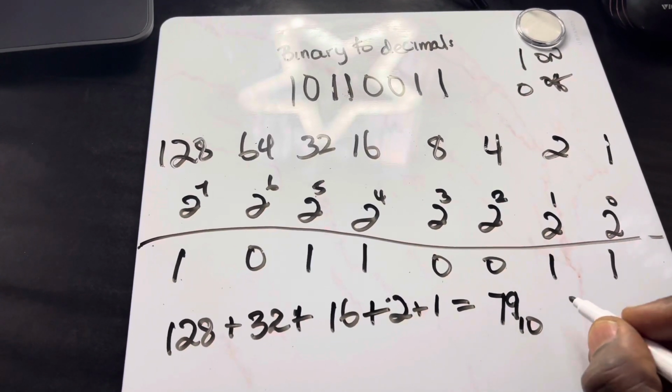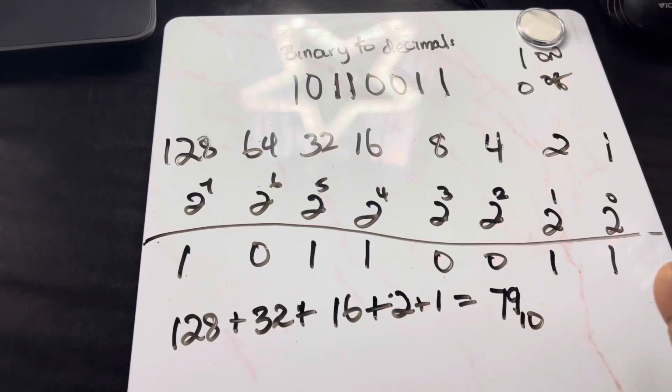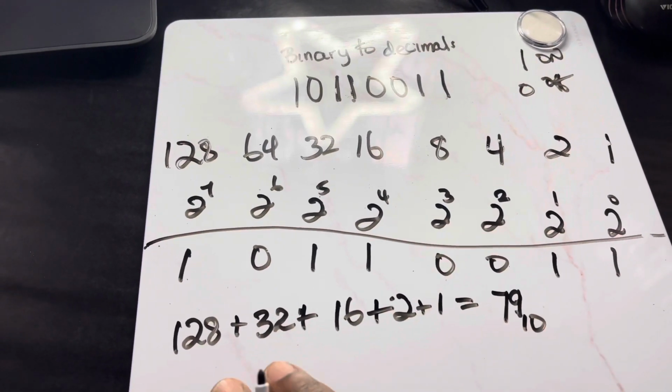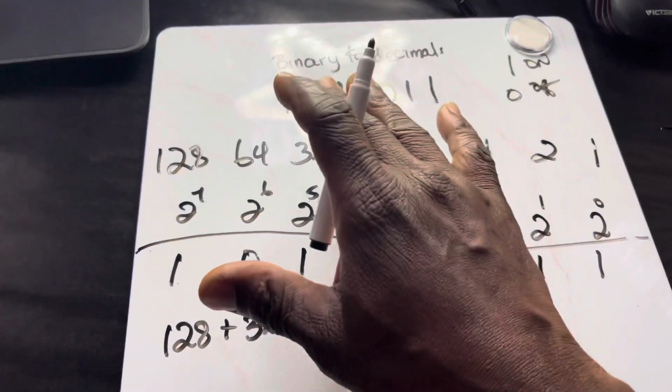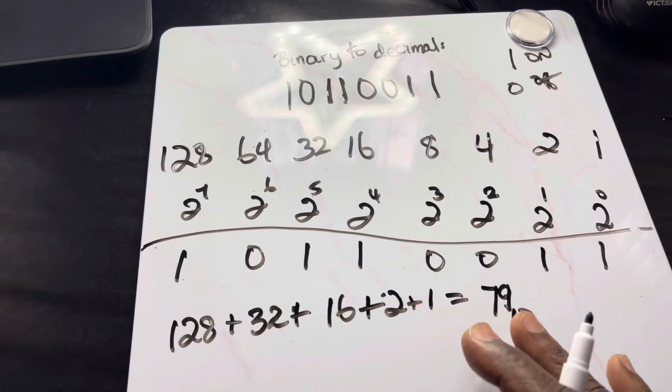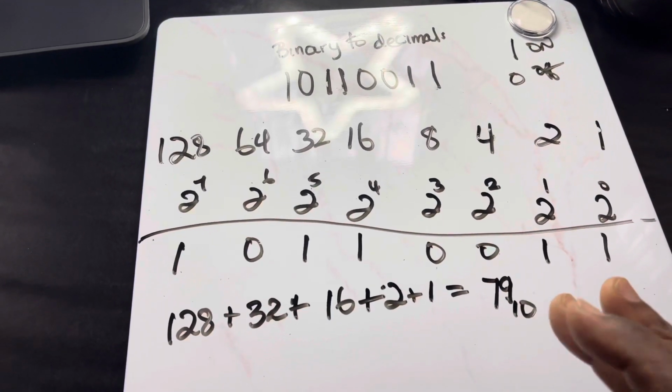So basically, some people will just say the decimal version is 79. We're going to talk about the whole concept of base 10 in a little bit. All we're discussing here is binary representation, converting binary to decimal. We're going to do another one to make sure that you can properly comprehend what we are doing.